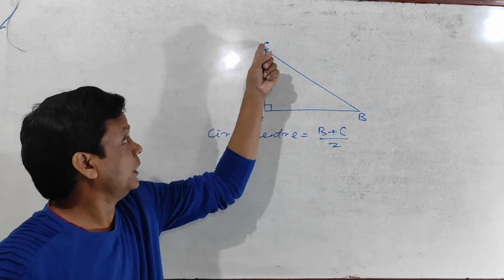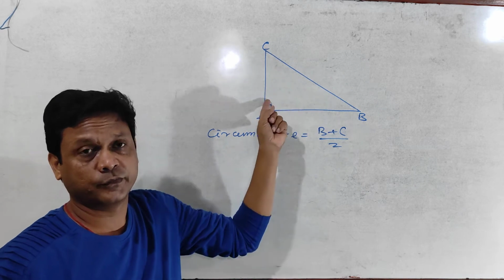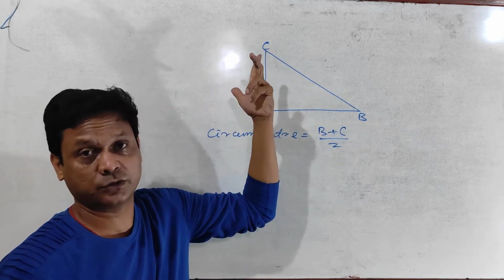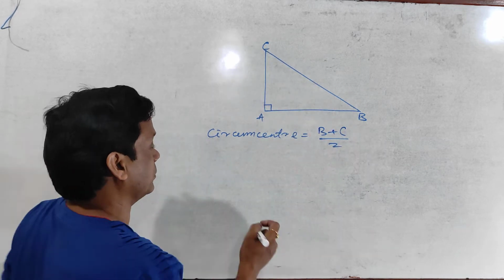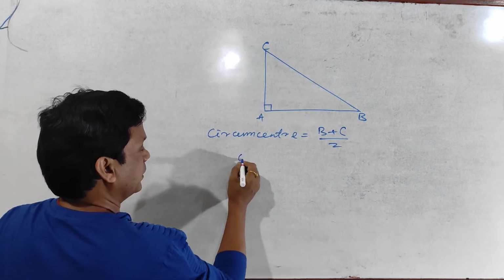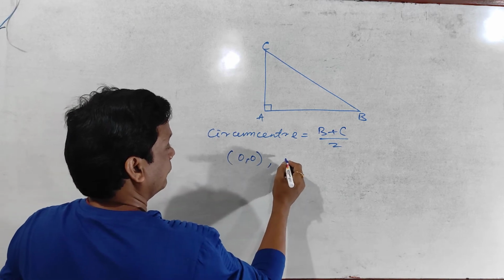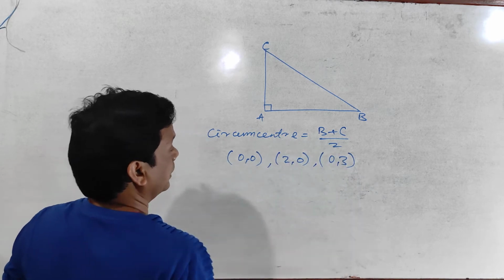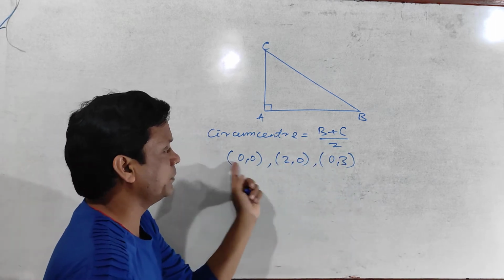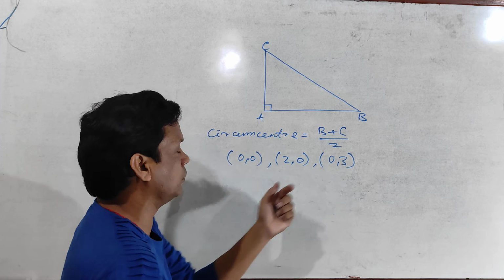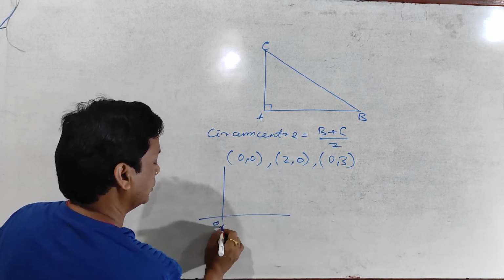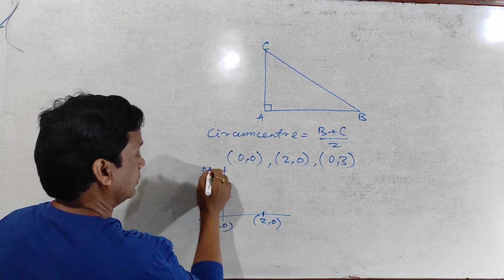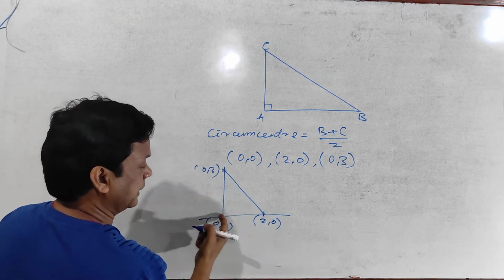See here. If a right angle is given, then what is the circumcenter? The circumcenter will be the midpoint of the hypotenuse. Simply find out the midpoint of the hypotenuse. That means see here, the coordinates of the triangle are 0 0, 2 0, and 0 3. And you want to find out the circumcenter of this triangle. See here, this is 0 0, and this is 2 0, and this is 0 3. Join this one. So this is a right angle triangle.